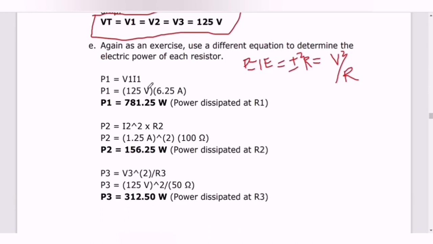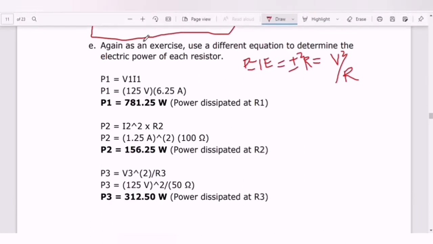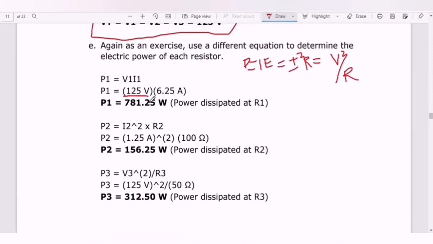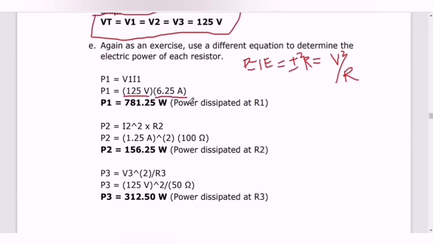So first step, let's solve for the power dissipated at R sub 1. So the same formula, we will use this equation. P sub 1 is equal to V sub 1 times I sub 1, or current times voltage. We know that our voltage is 1.25 and our current is 6.25. This is equal to 781.25 watts. So this is the power dissipated at R sub 1.